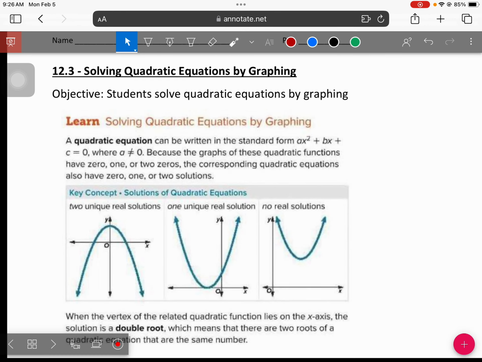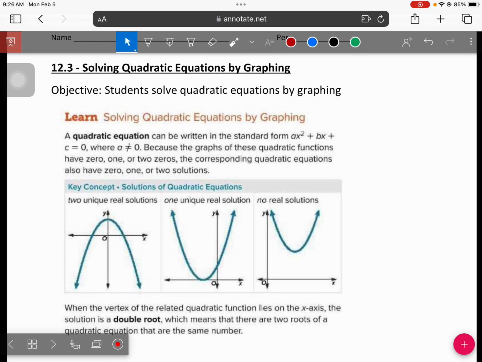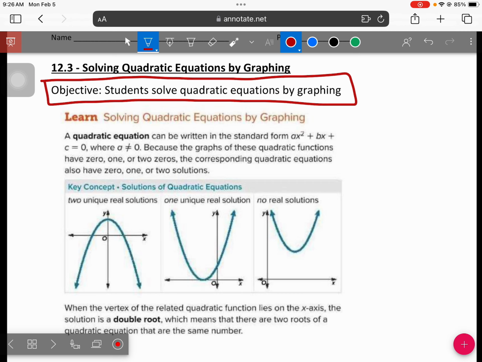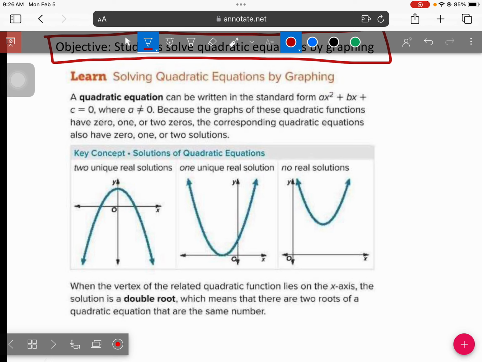And let's take a look at this. A bunch of reading here at the beginning, but it's important to understand what's going on, okay? All right. So the objective says students will solve quadratic equations by graphing, okay? That's what we're working on today. So I'm just going to read, and I want you guys to follow along as I'm reading. Andy, put the phone away, please. Everybody else who has a phone, put the phones away.